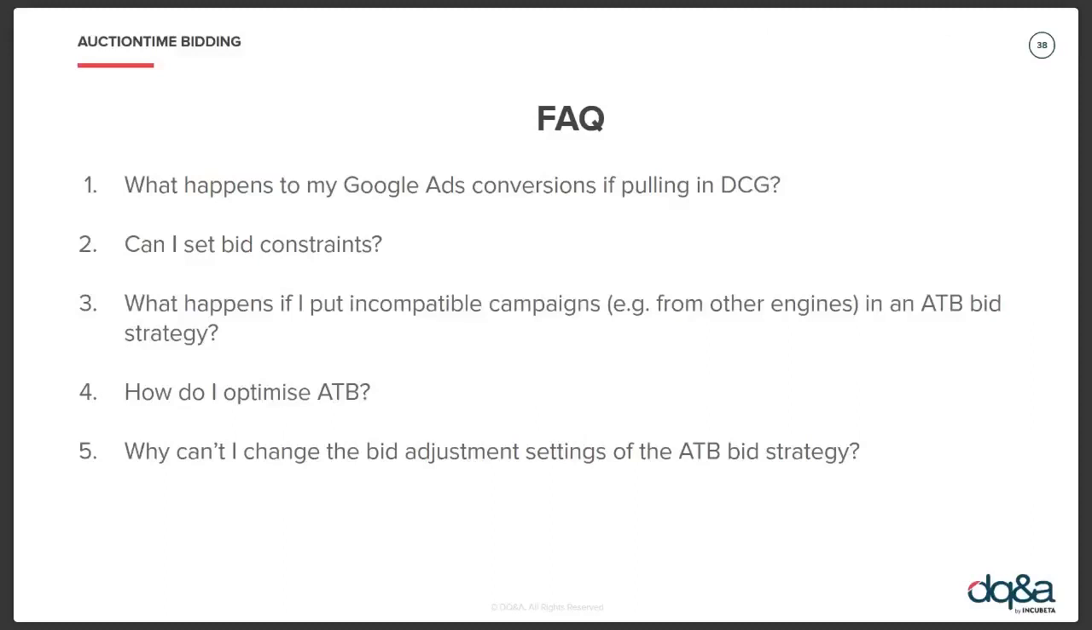The last question we've received quite regularly is, why can't I change the bid adjustment settings of the auction time bidding bid strategy? This one really comes down to the nature of this product, and that is it optimizes each bid at a query level. And so with that, as we've seen, we can access a whole host of different signals. Some of those signals are then the bid adjustments we would typically optimize to, so the device, the location, and the RLSA. So because this tech requires every signal and every lever control over each one, that's why we no longer can adjust our usual bid adjustments.